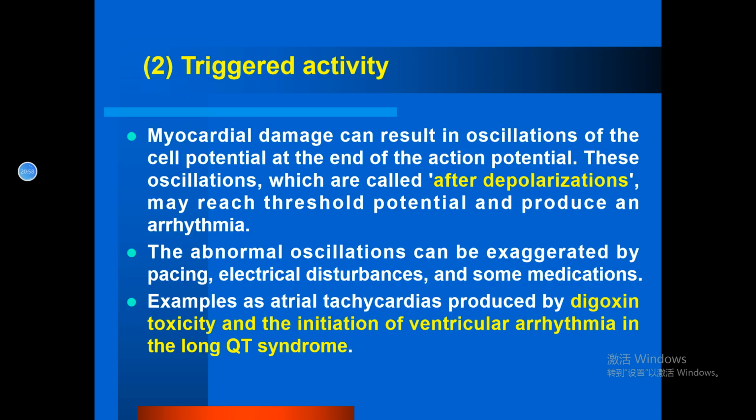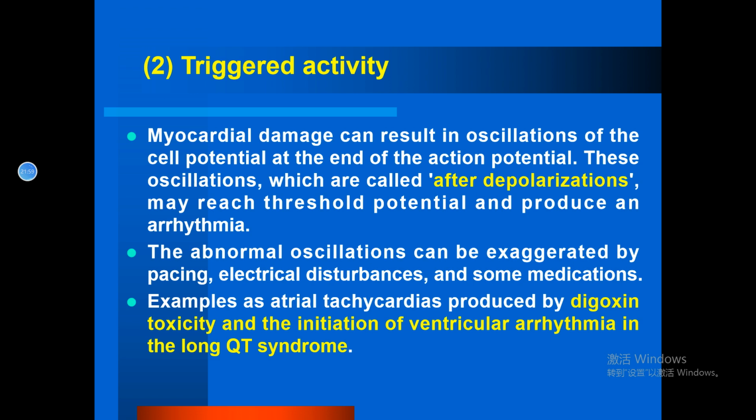Okay, the second mechanism of the tachycardia is trigger activity. The myocardial damage can result in oscillation of the cell potential at the end of the action potential. This oscillation, which is called the after depolarization, may reach threshold potential and produce an arrhythmia. The abnormal oscillation can be exaggerated by pacing, by electrical disturbance, and by some medications. Examples are atrial tachycardia produced by digoxin and the initiation of ventricular arrhythmia in the long QT syndrome.